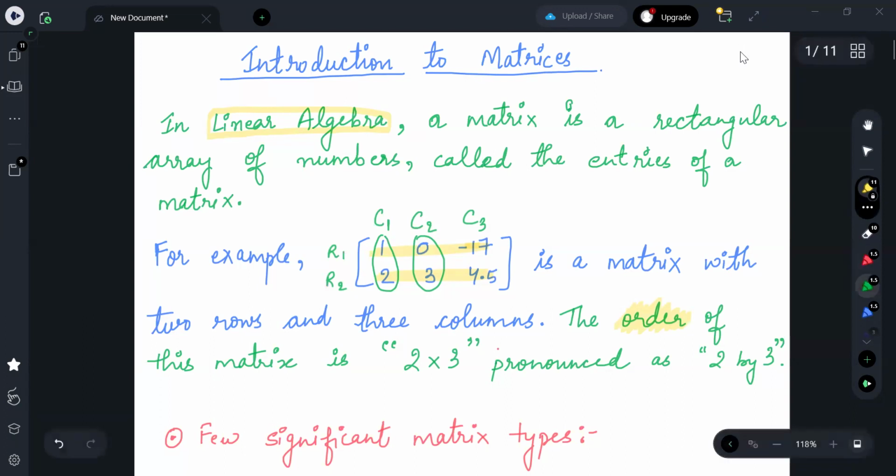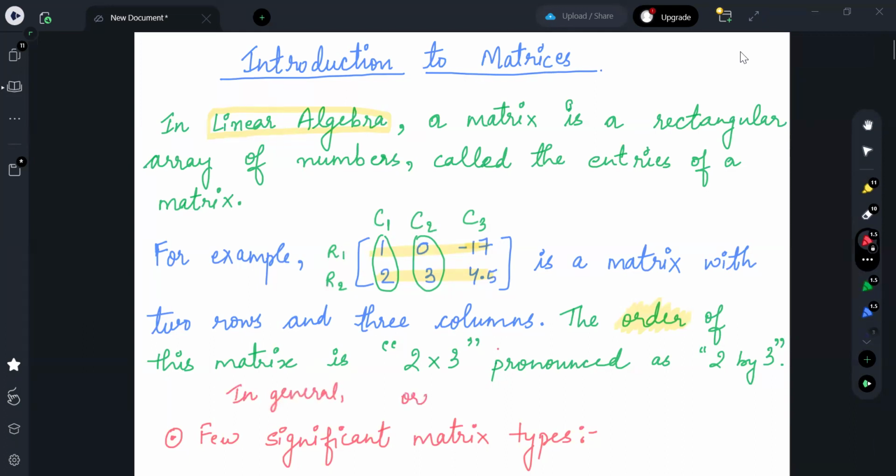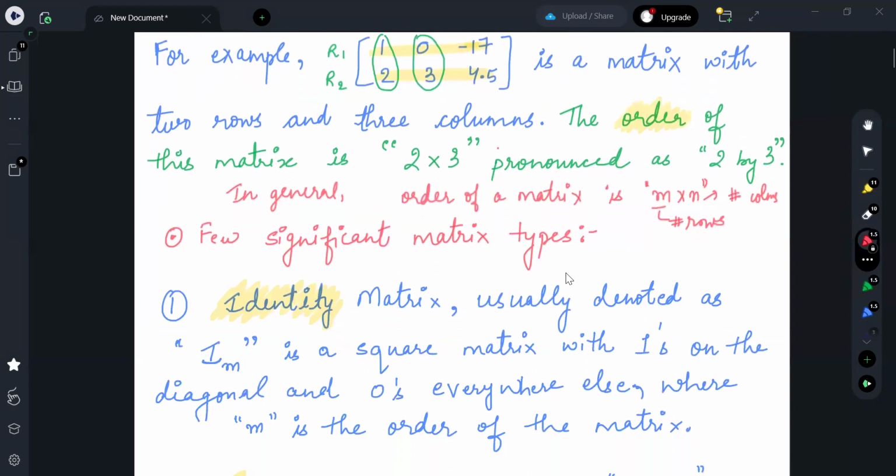In general, the order of any matrix is m by n, where m is the number of rows it has, and n is the number of columns in the given matrix. Now, we will learn about a few important matrix types in today's video.